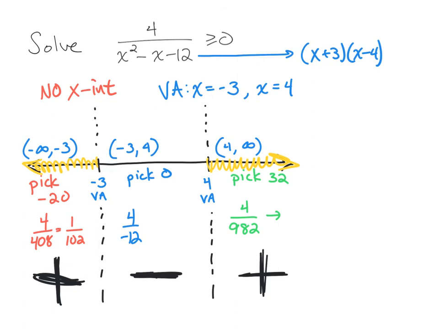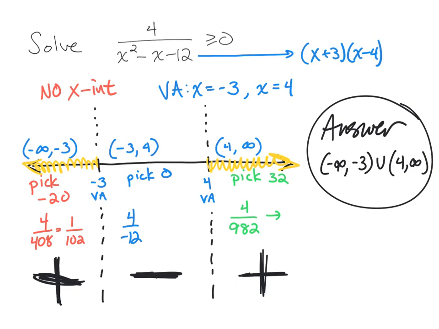So over here then, again, very quickly, I'm going to formally write the answer out. The answer is -infinity to -3 union 4 to infinity. That's it. I hope this makes sense.